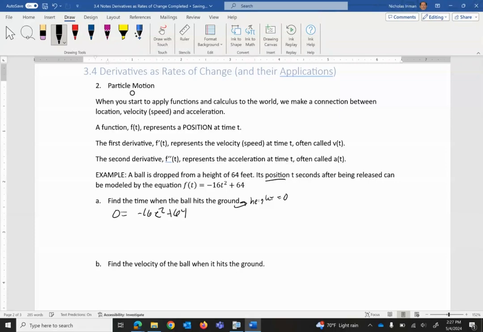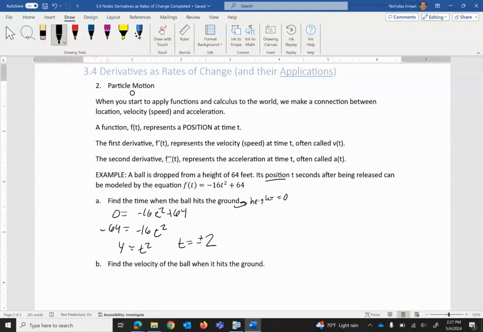And I'm going to solve. I would subtract the 64, divide by 16, and that is what? 3. Right? Or is that 4? That's 4. Take the square root. All right, and we get plus or minus 2.